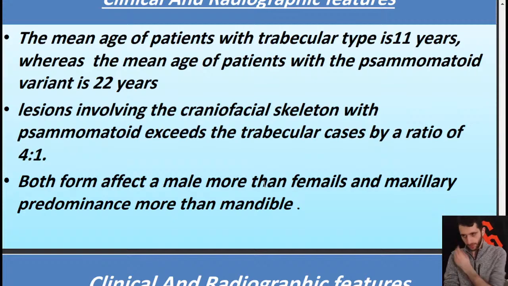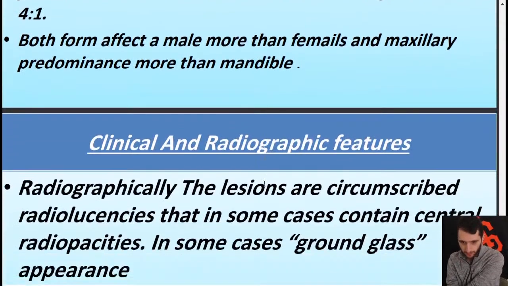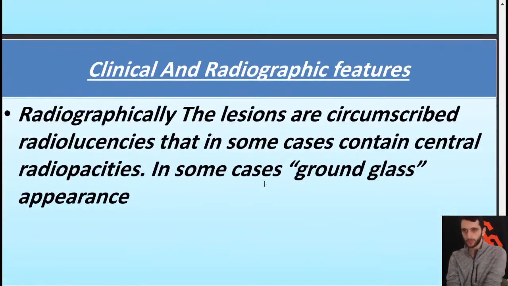So you see the trabecular case. This one affects males more than females. Maxillary predominantly. Oh, this one is different. This one affecting males more. Ossifying fibroma, juvenile, affecting the mandibular more than maxillary. Okay. Something different. It's okay to change sometimes.